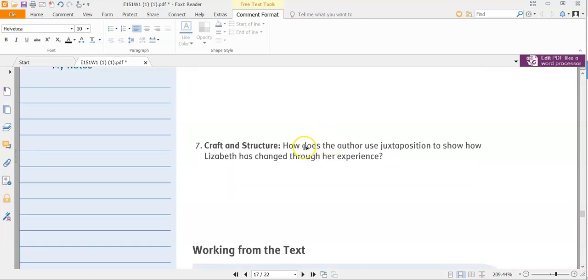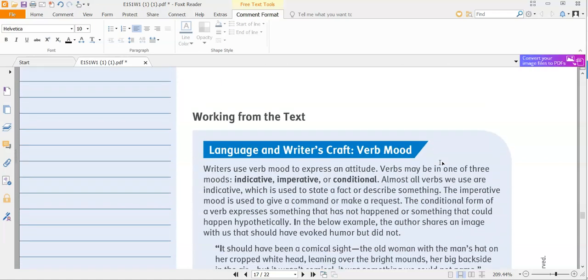Craft and structure. How does the author use juxtaposition to show how Lisbeth has changed through her experience? So once again, we're going back to that term juxtaposition. You're trying to figure out where and how the author uses it in order to show the way that Lisbeth has changed as a person.